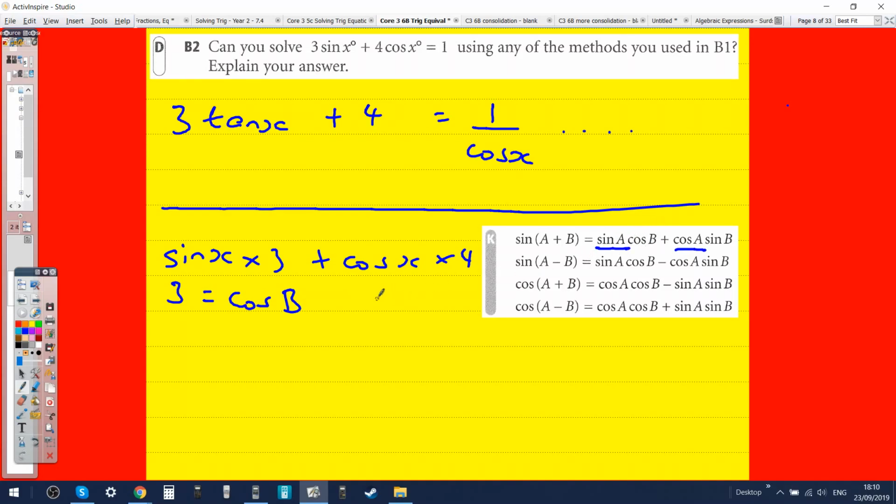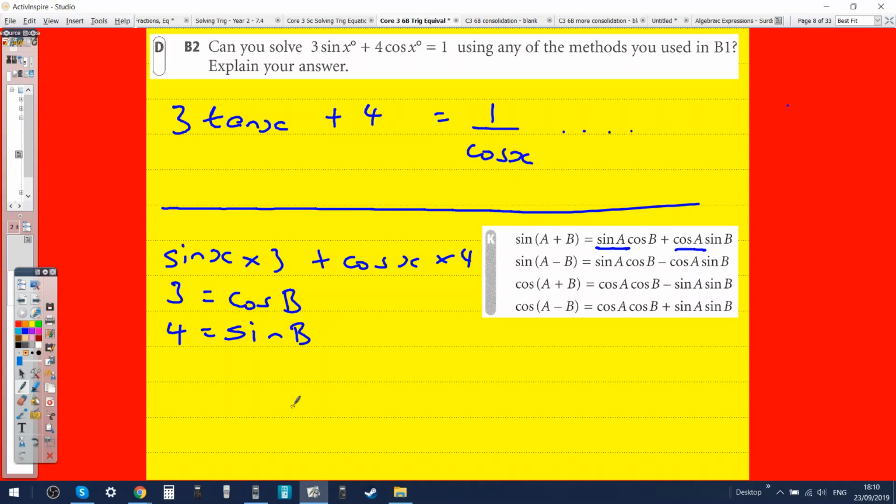Okay. Oh, I see. Yeah. So what would you know about the second half? So then the 4 would be equal to sine b. Yes. Oh, that answers something that I was a bit confused about in class, actually. Yeah, go on.